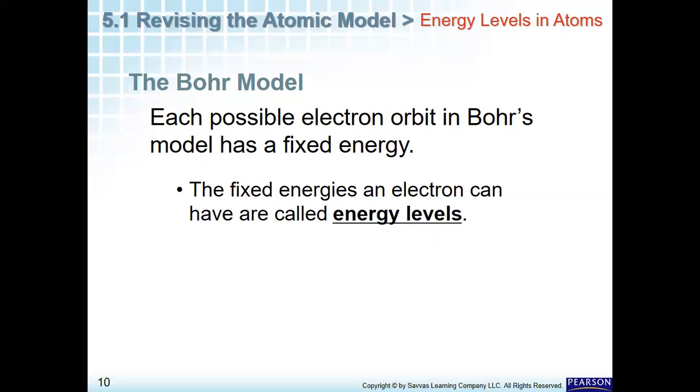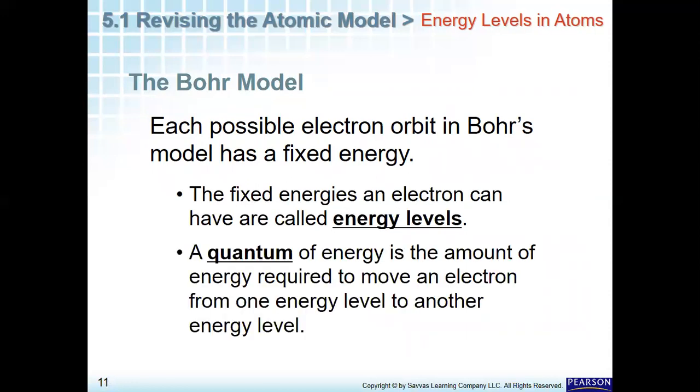So here we have energy levels, or orbits, for the electrons. They can only be in these places. He said each possible electron orbit in Bohr's model has a fixed energy, and these fixed energies are called energy levels. The amount of energy required to move an electron from one level to another is called the quantum.